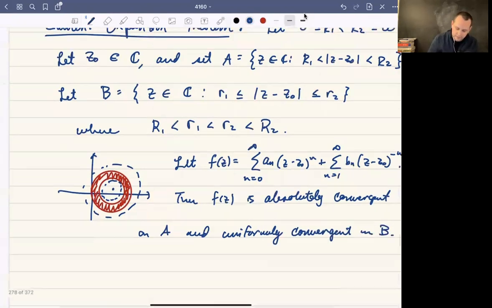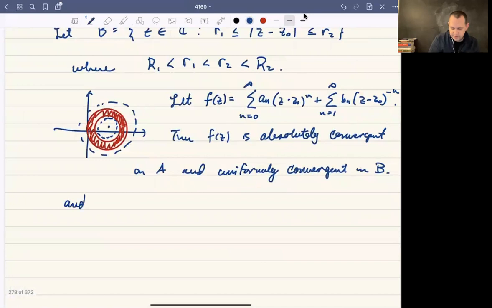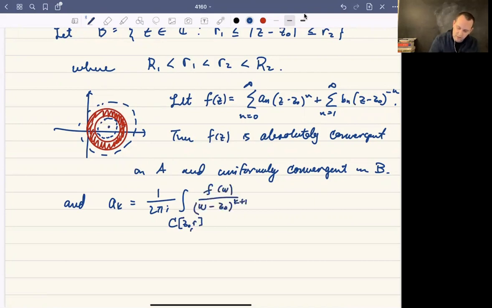Our values here: a sub k is equal to 1 over 2 pi i times the integral over some circle centered at Z0 of radius little r of f of w over w minus Z0 to the k plus 1, dw, and that's if k is greater than or equal to 0.